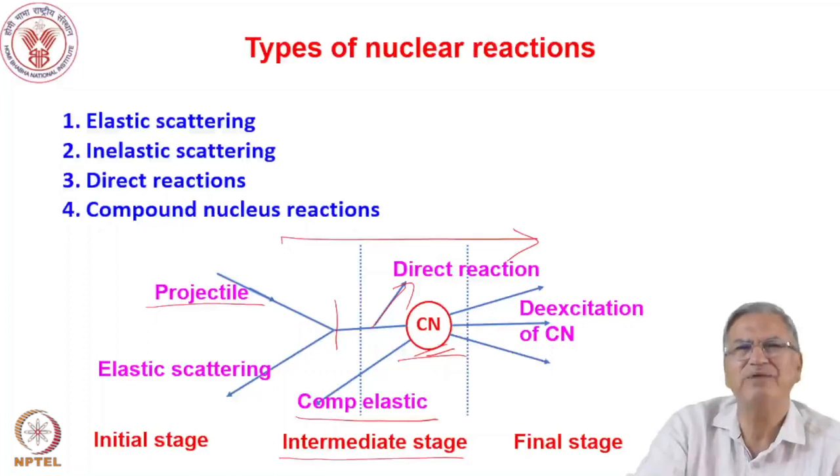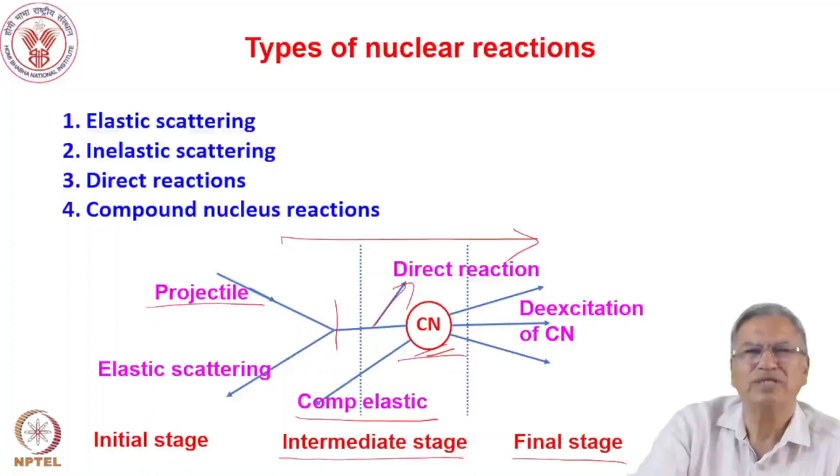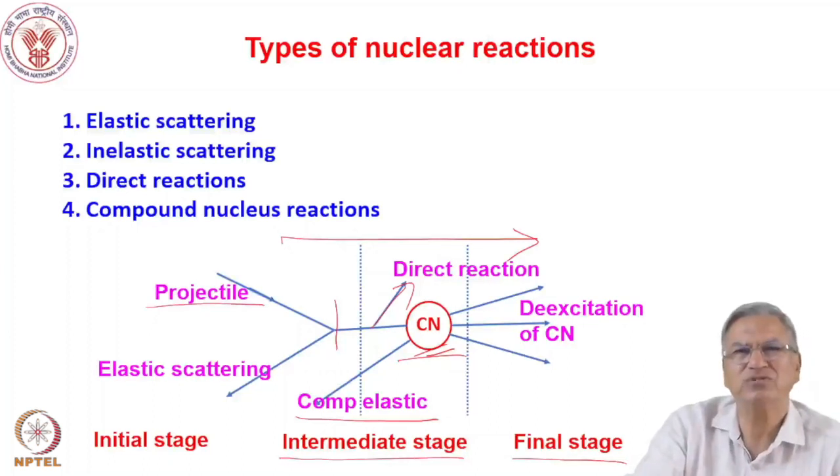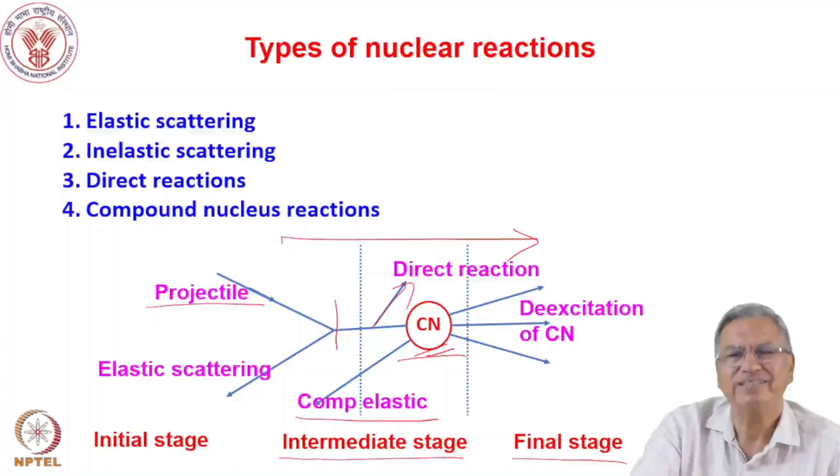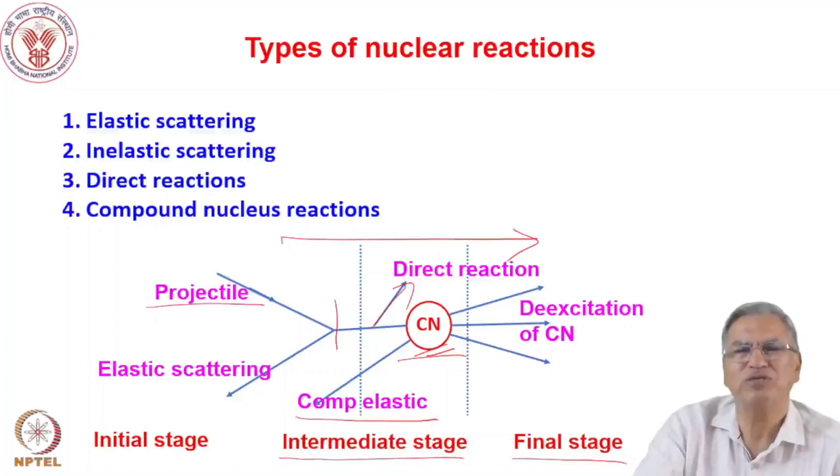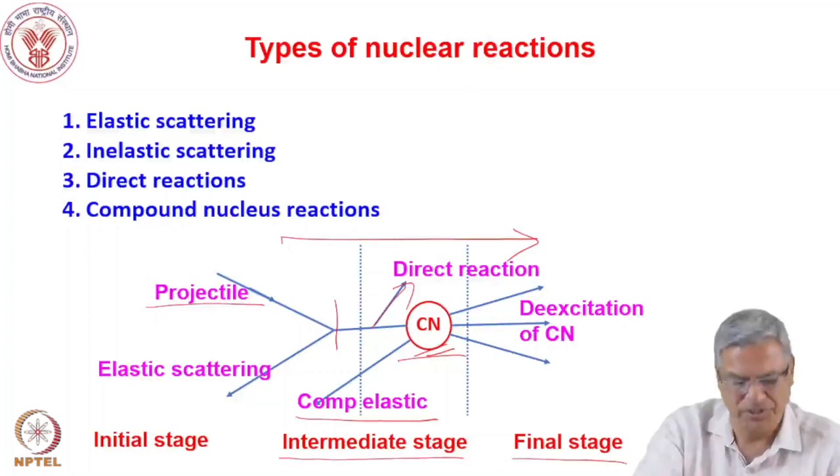And in that lifetime, the projectile and target combined together form a mononucleus in equilibrium in all degrees of freedom. And then the subsequent de-excitation of the compound nucleus can take place by emission of particles, gamma rays and so on. So that is what is called the final state. So on the way, the projectile can have different types of reactions with the target nucleus, namely elastic scattering, compound elastic scattering, direct reactions and the compound nucleus formation. These are the main types of reactions. And as you go from left to right, the time scale of the reaction is increasing.